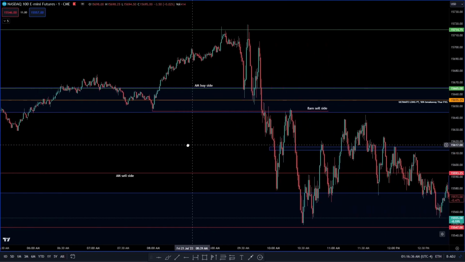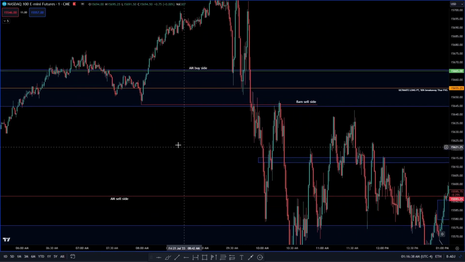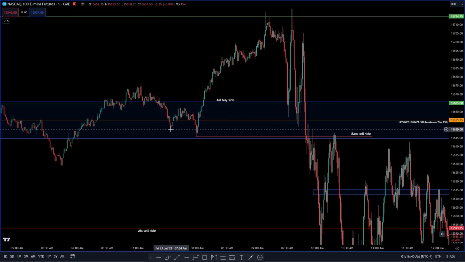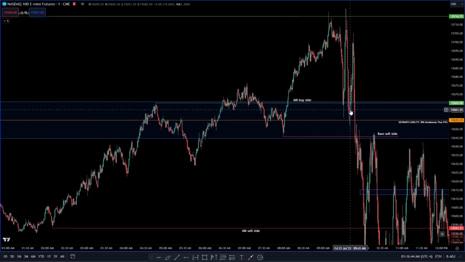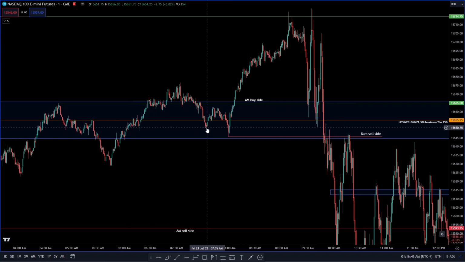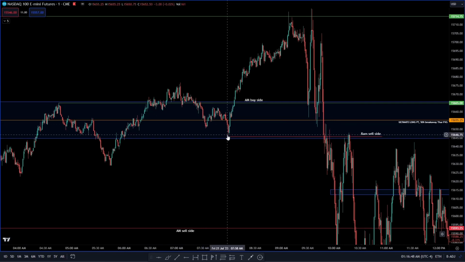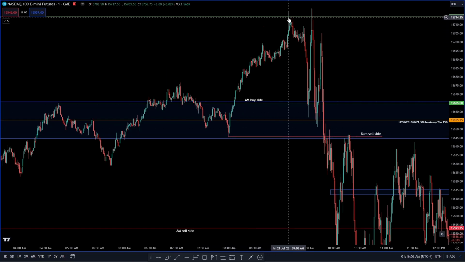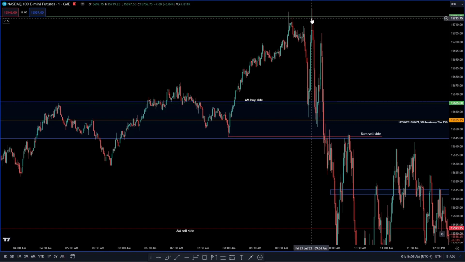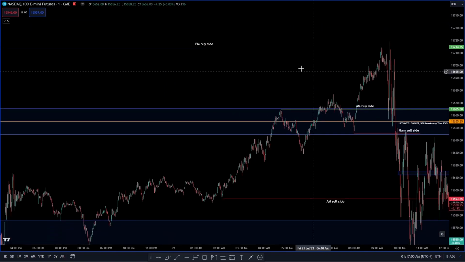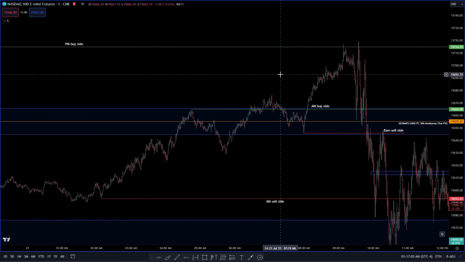And there's also this other little sell side that I like. The reason I liked it is simply because we were trending up in the morning before the market opened. And then we had this little low form here, and then this liquidity grab before a large run into the open. So the market opens right here after this big drop, and it grabs the liquidity over here from PM buy side. We'll get to that in a second.